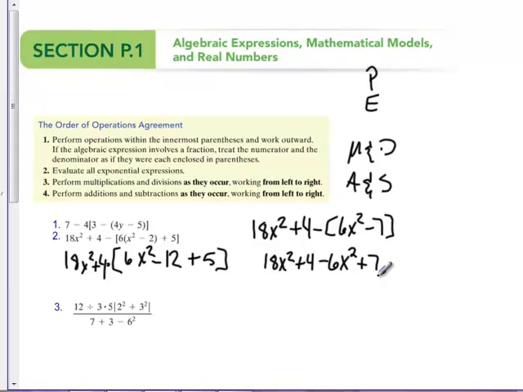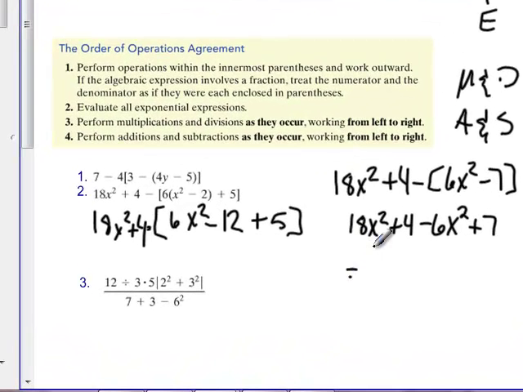Combine like terms. So the 18x squared and negative 6x squared are going to give you 12x squared. And they're like terms because they have the same variable with the same exponent attached. And then plus 11, because the 4 and the 7 can go together. And that's all you can do to that. So you're just simplifying it, meaning you're just making it look nicer. Because quite frankly, 12x squared plus 11 is a lot nicer than the 18x squared and so on.